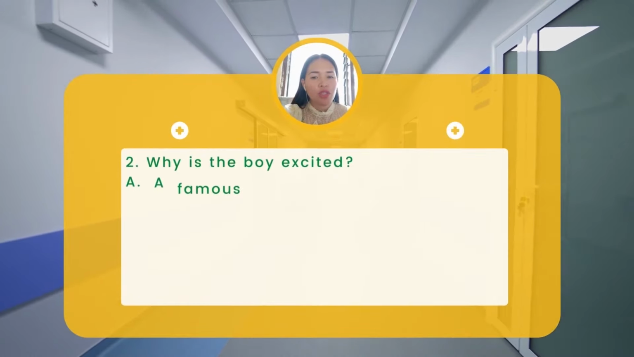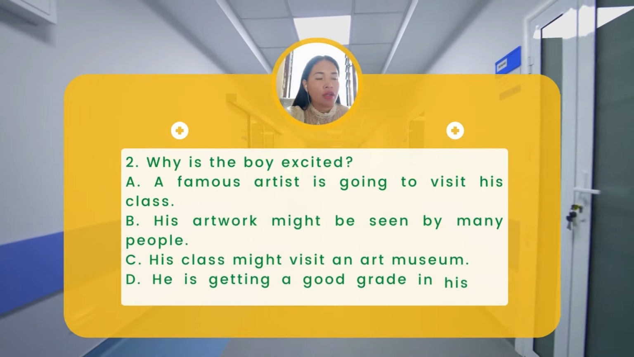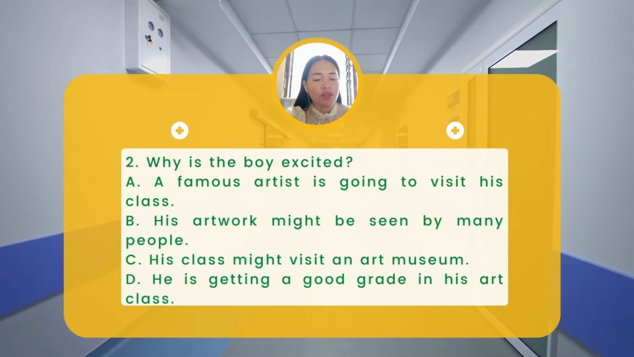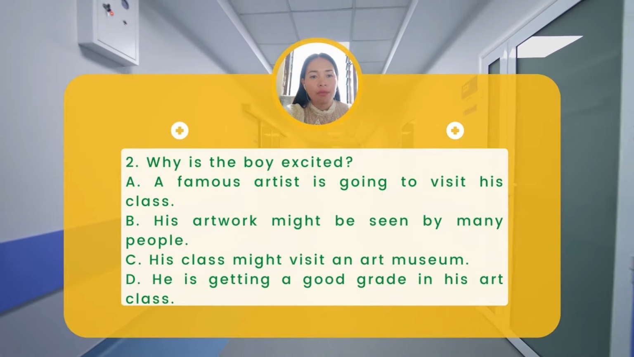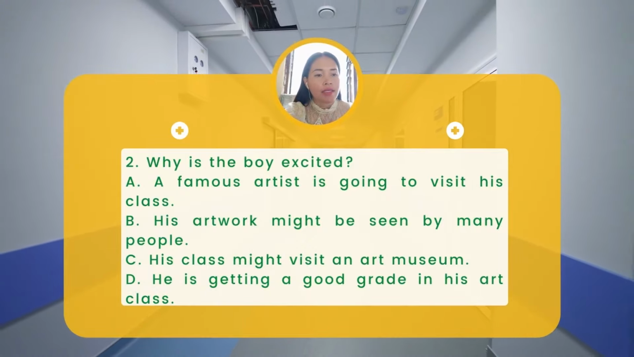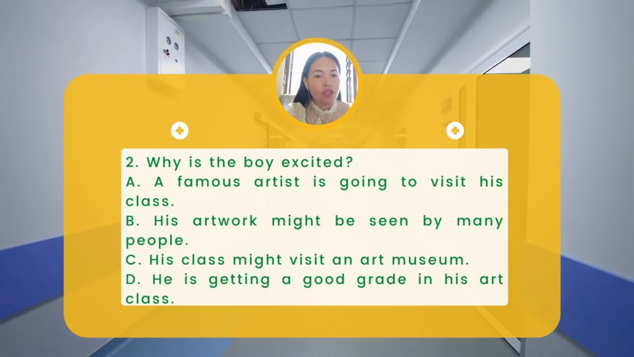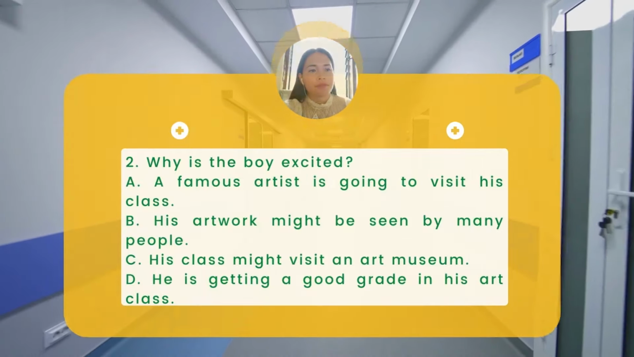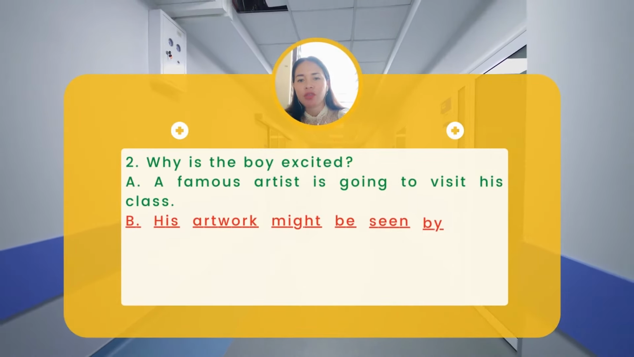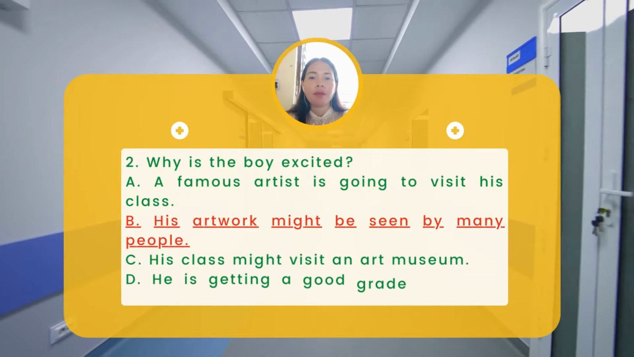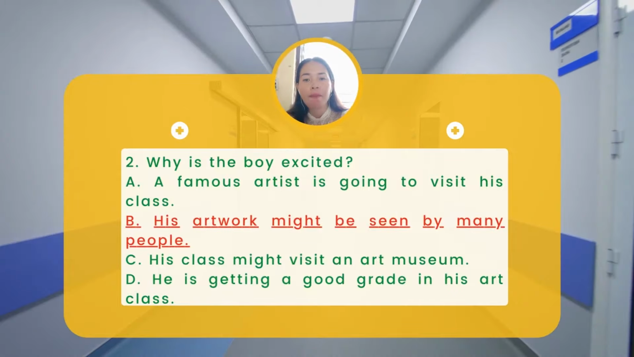All right, so let's have question number 2. Why is the boy excited? Is it letter A, a famous artist is going to visit his class? B, his artwork might be seen by many people? C, his class might visit an art museum? Or D, he is getting a good grade in his art class? Okay, so the correct answer for number 2 is letter B. His artwork might be seen by many people.